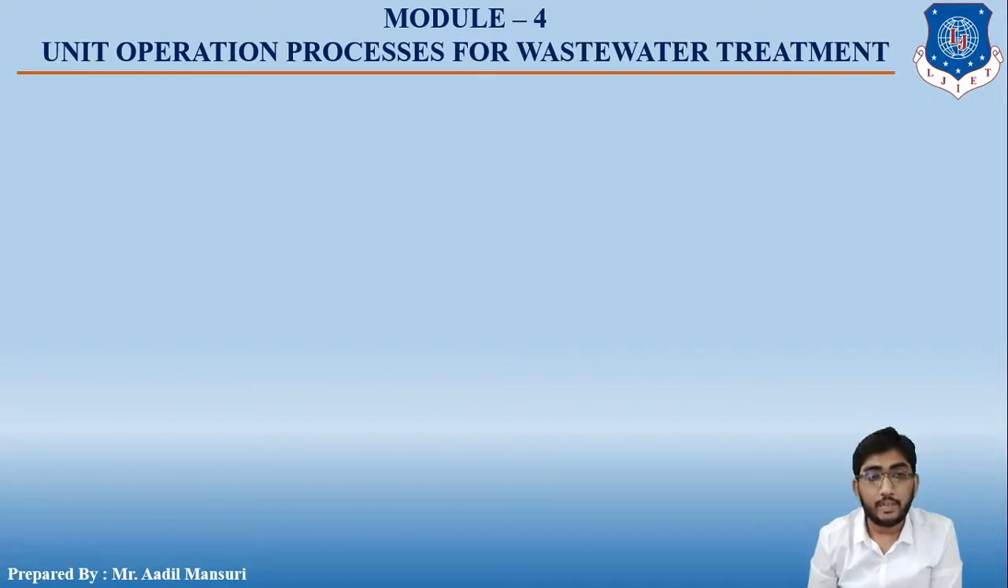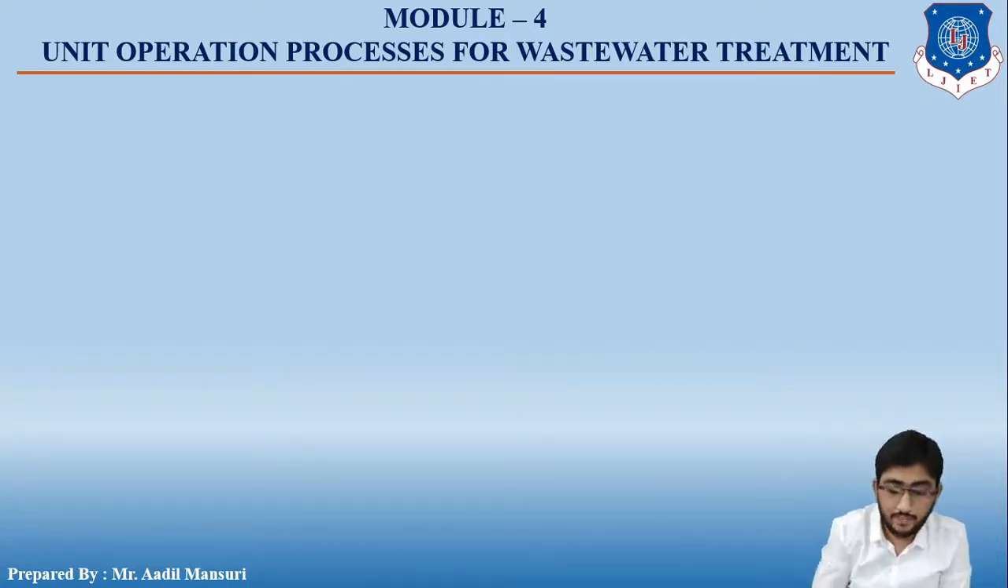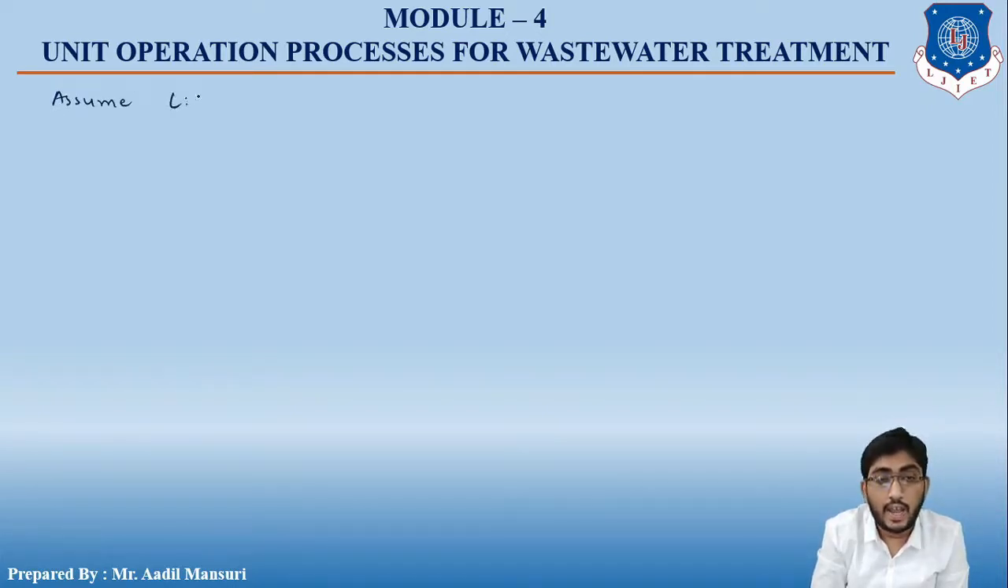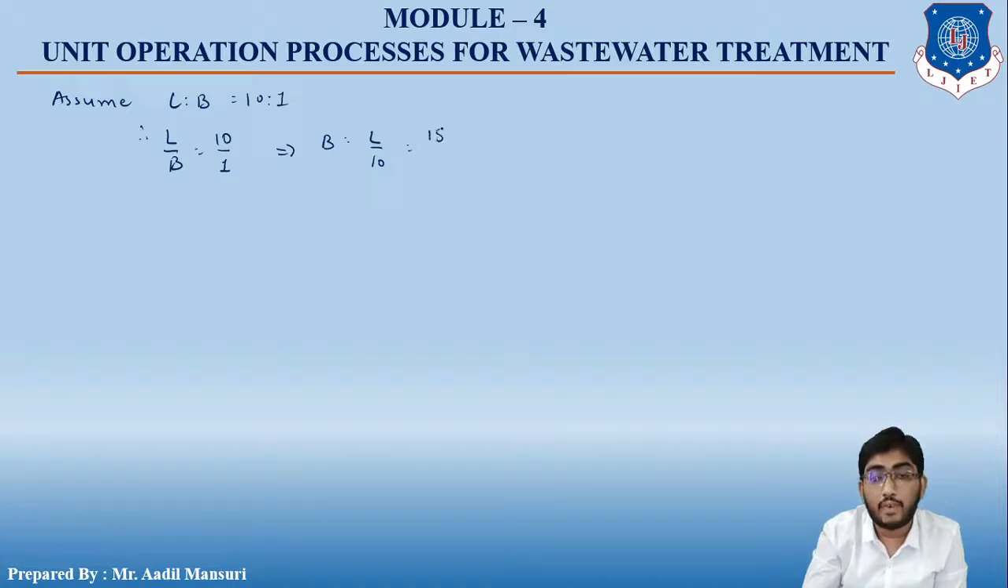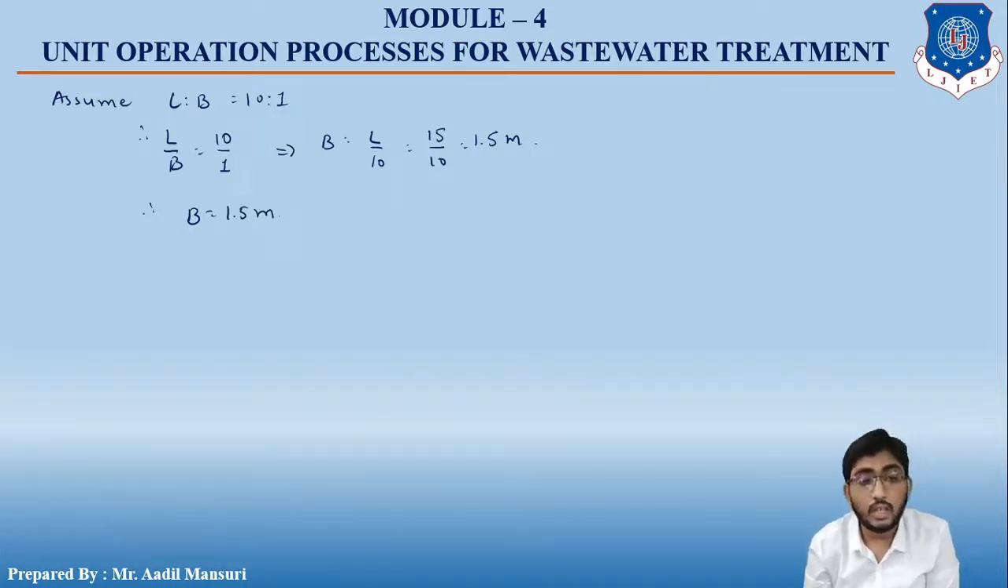Now the next step is to find the width. Okay, so for that, next assumption, that is assume L is to B ratio equals to 10:1, right? So therefore L by B equals to 10:1. This implies that B equals to L by 10. We have already found out that is 15 by 10, and that is nothing but 1.5 meter. Okay, so we have found out width as 1.5 meter, right? Clear, students?